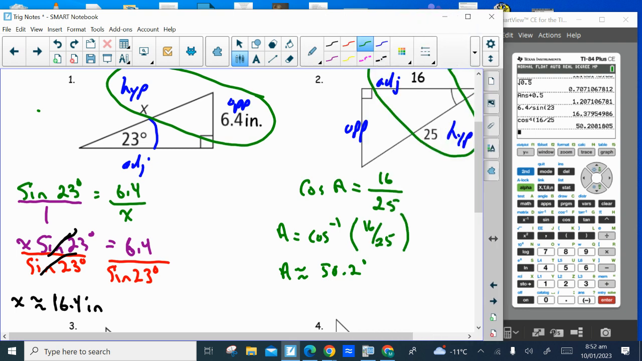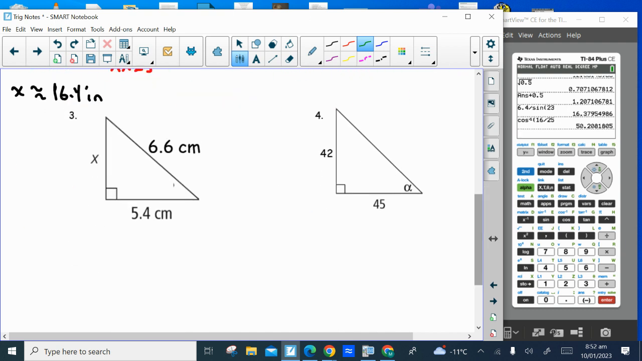Okay, is it all good? What's the problem? Second function cos of 16 on 25. Pardon me? 16 divided by 25. Bring your calculator here. Okay, you can start working on number 3, everyone, and we'll check it.